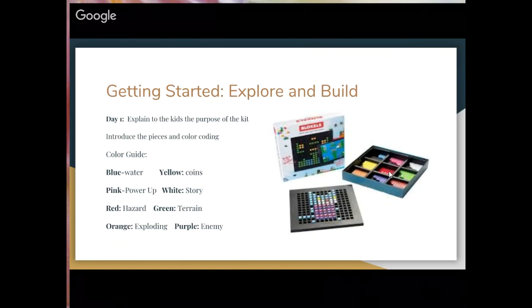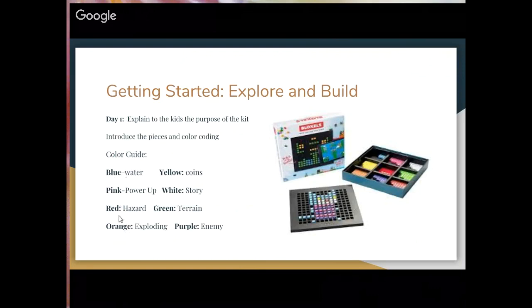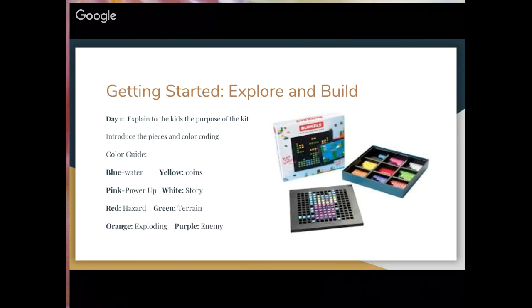What I've done with my kit is I also have little tags on the inside. You can't see it from here. I actually took it from the wrong angle, but it has a tag on the inside, so it explains what each block color represents within the game. So I put on here that blue is water, pink is for power-ups, red is a hazard block, such as lava. Orange are exploding blocks. So if you wanted to make it so that if they shoot at the block, it'll explode and not come back.